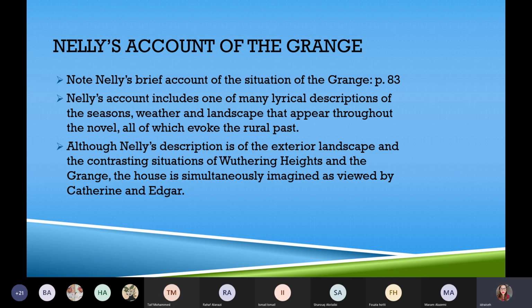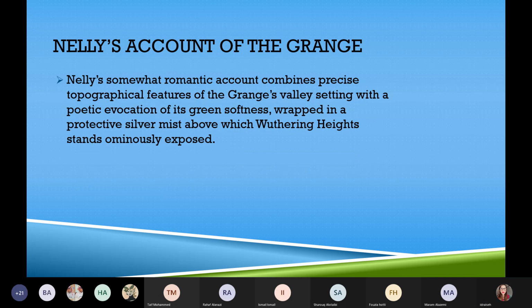And so when Nellie Dean compares the Thrushcross Grange to Wuthering Heights, we see that the image is completely a contrasting one. And again, when Nellie gives that romantic account of the Grange, she mentions those features of the Grange that, again, are really reminiscent of a rural past that is not really coming back.